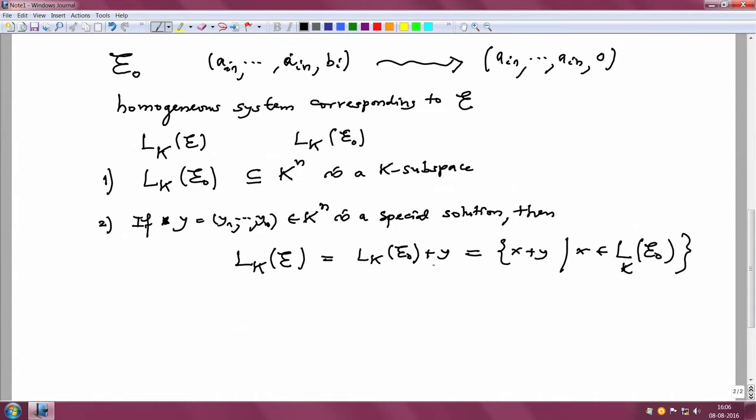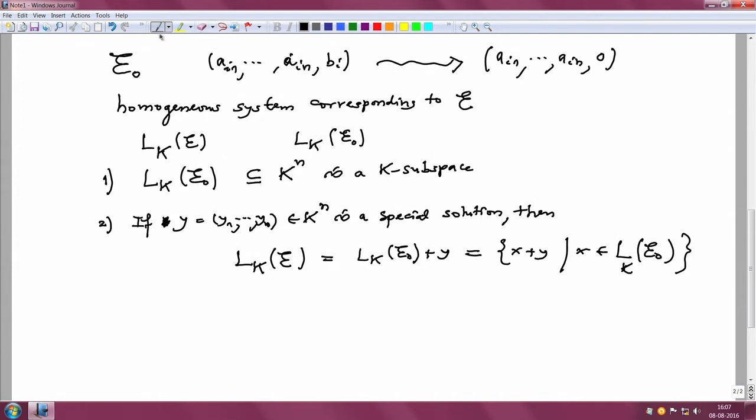LKE is a translate of LKE0, and LKE0 plus y is, by definition, all the vectors in LKE0, adding y to all of them. So, that is the solution space. This structure will allow us to draw pictures in the plane, but these pictures I will postpone till I introduce the concept of affine spaces.